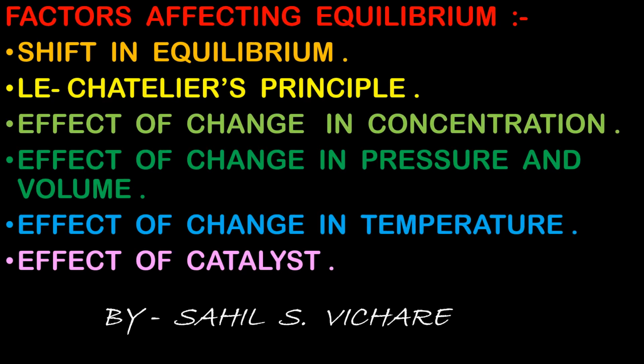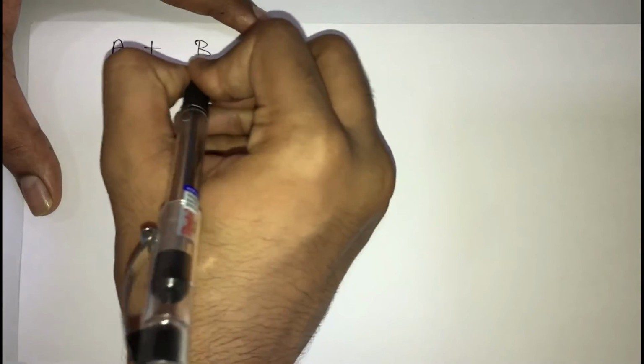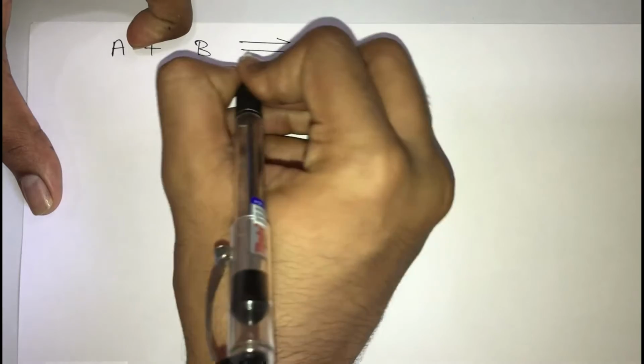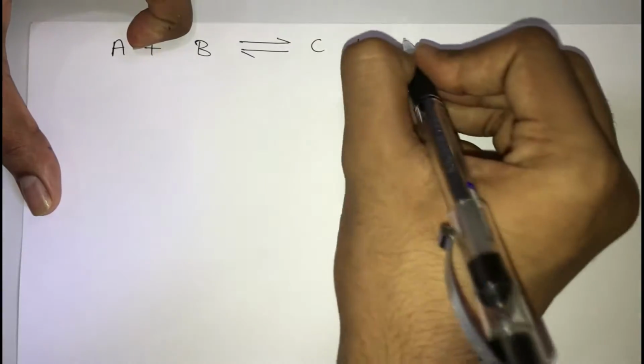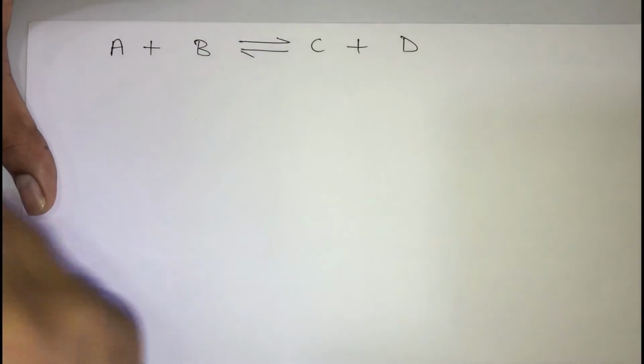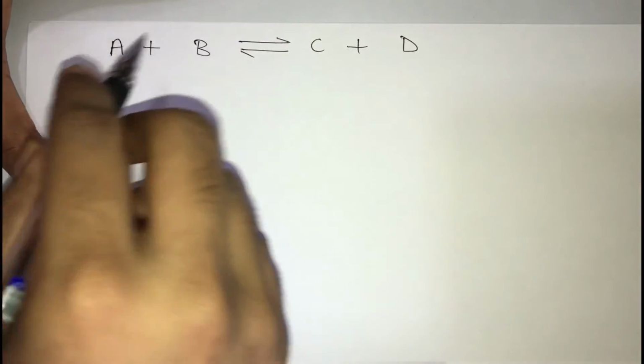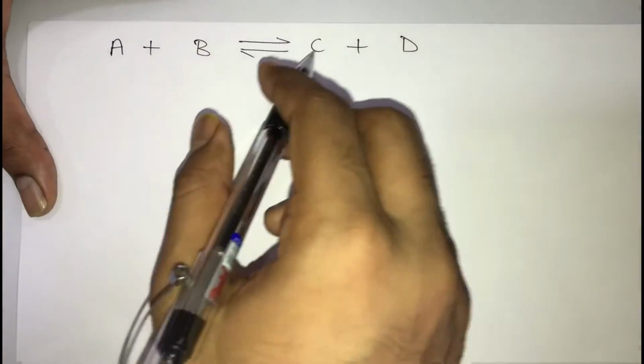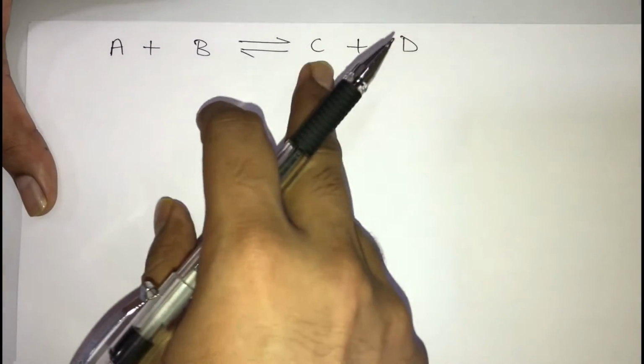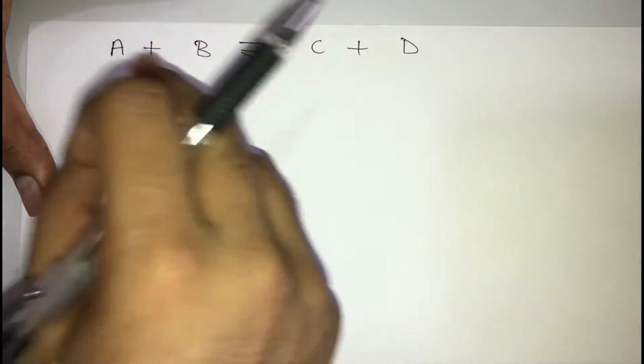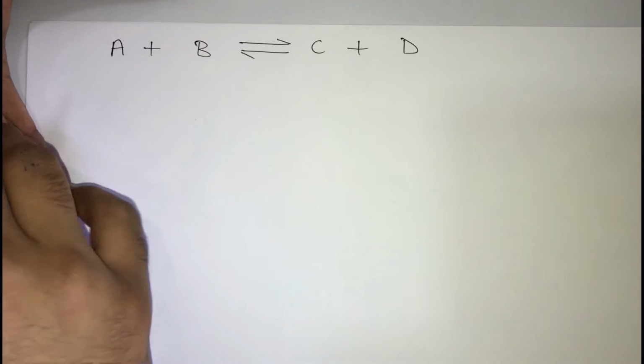Now to understand the topics, let's move on to my book. So guys, first of all, let us consider a reversible reaction where A reacts with B to give us C plus D. Since it is a reversible reaction, it is obvious that A will react with B to give us C and D, and C will react with D to give us A and B back.